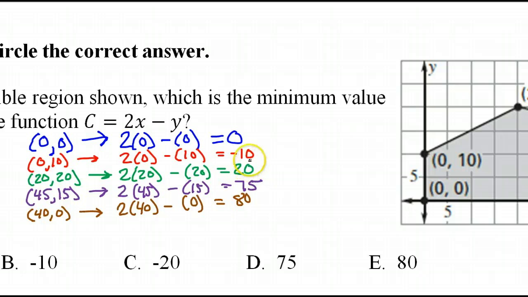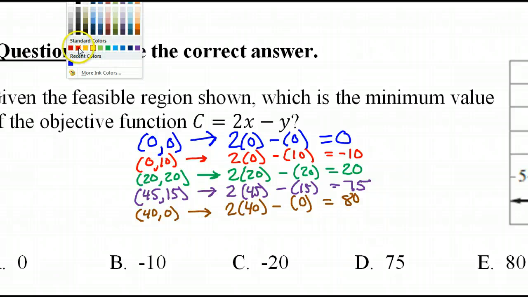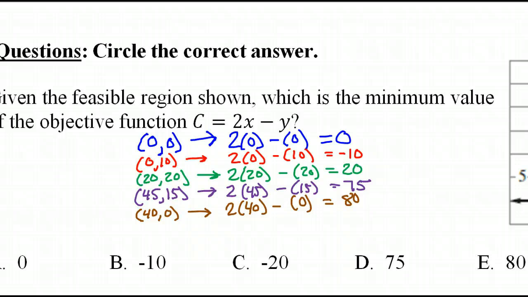So obviously the lowest value here is negative 10. That's why, because we're supposed to find the minimum value. So the minimum value is negative 10. And that is all there is to that.